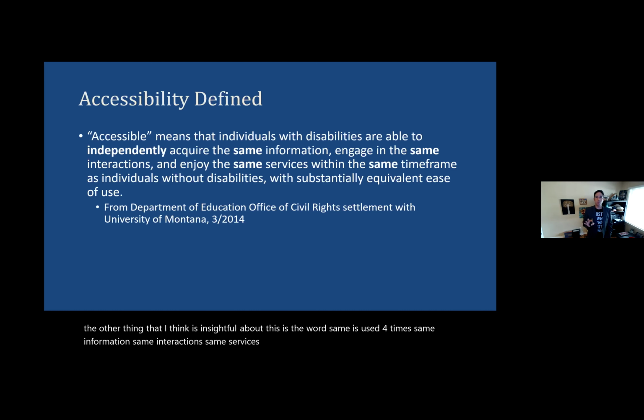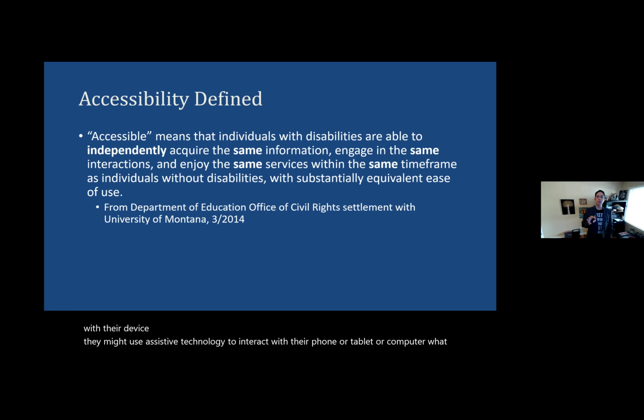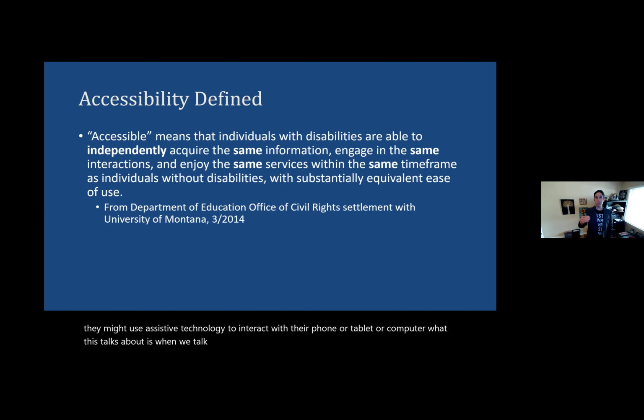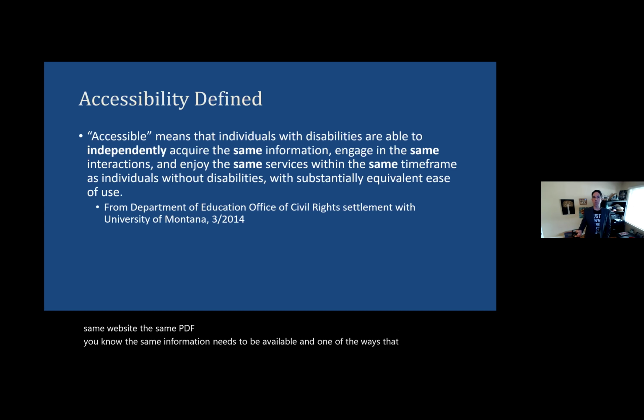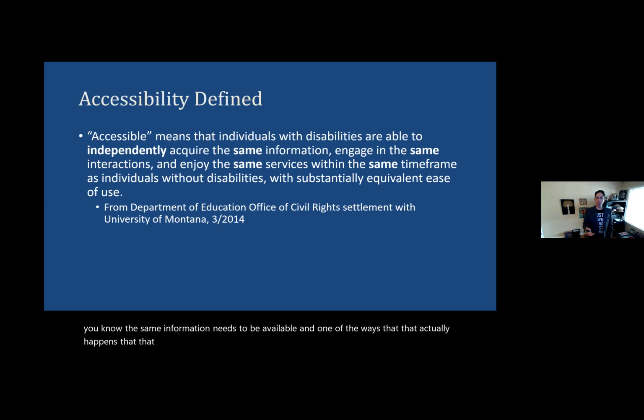So this leaves room for respecting the fact that someone might have a different interaction with their device. They might use assistive technology to interact with their phone or tablet or computer. What this talks about when we talk about same interactions is they need to be able to access the same website, the same PDF. The same information needs to be available. And one of the ways that that actually happens, that that isn't broken, is by having the same interactions. Same services, same time frame.